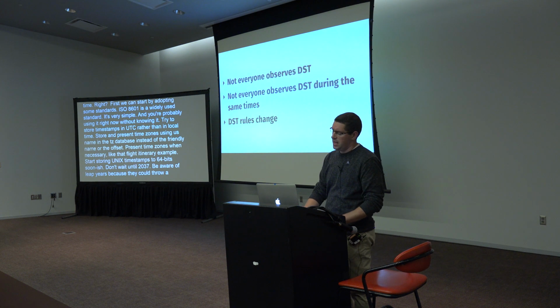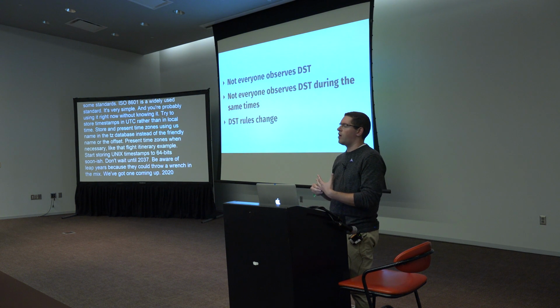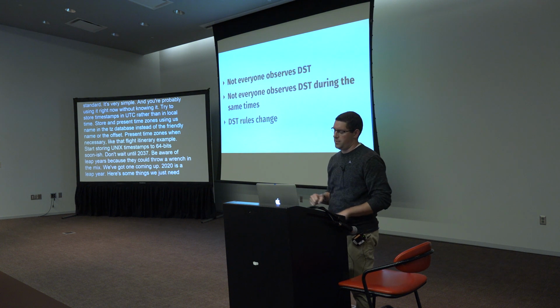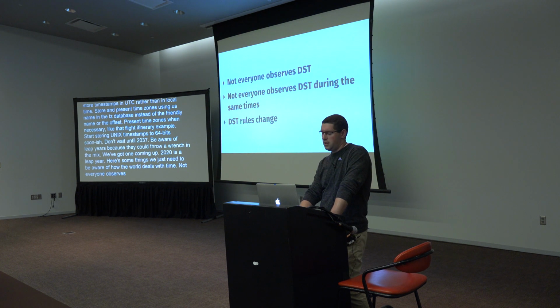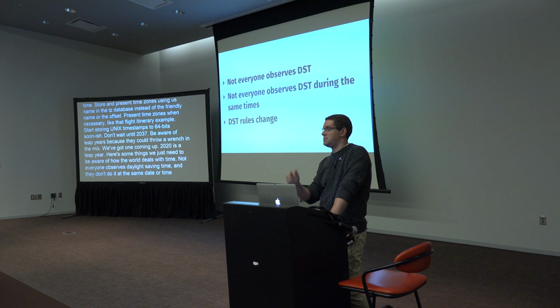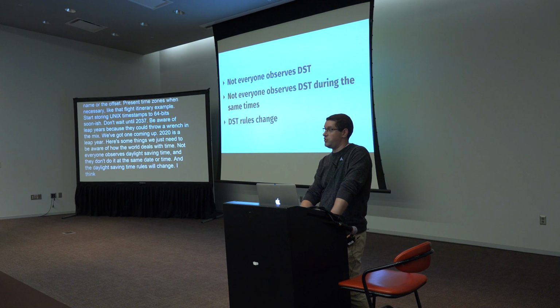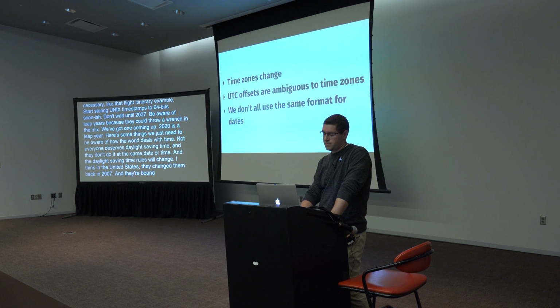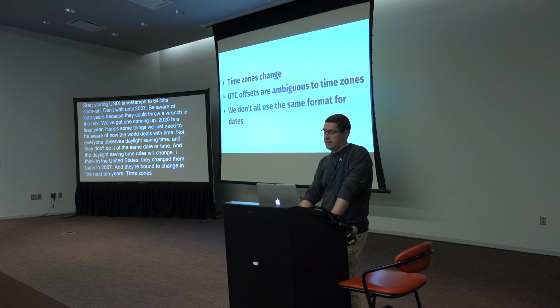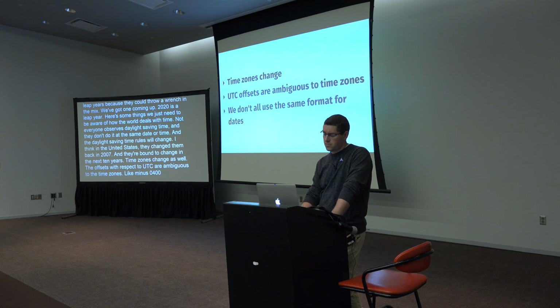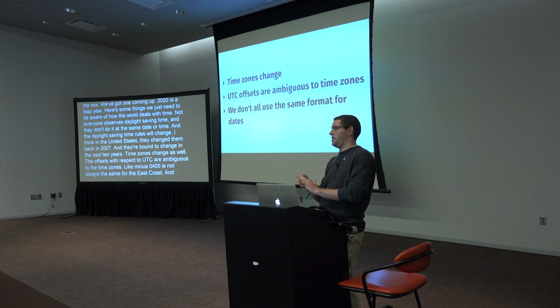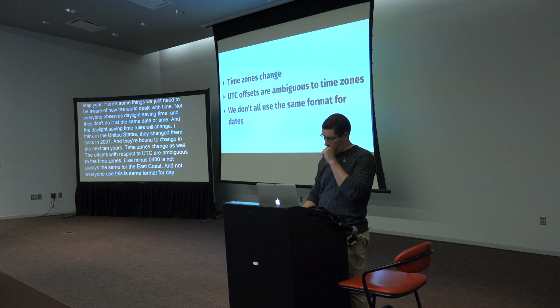And here are some things we just need to be aware of, like how the world deals with time. Not everyone observes daylight saving time, and those who do don't do so at the same date or time. And the daylight saving time rules will change. In fact, I think the United States changed them back in 2007, and they're bound to change in the next 10 years. Time zones change as well. The offsets with respect to UTC are ambiguous to the time zones, like -0400 is not always the same for the East Coast. And not everyone uses the same format for dates and times. So, things to be aware of.